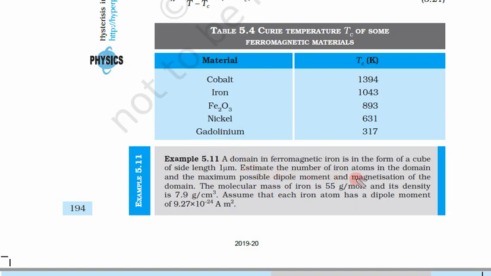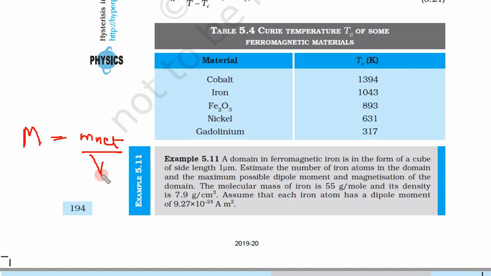Estimate the number of iron atoms in the domain. So we have to tell how many iron atoms are there in the domain and the maximum possible dipole moment and magnetization of the domain. So what is the magnetization? Magnetization is M net upon V.